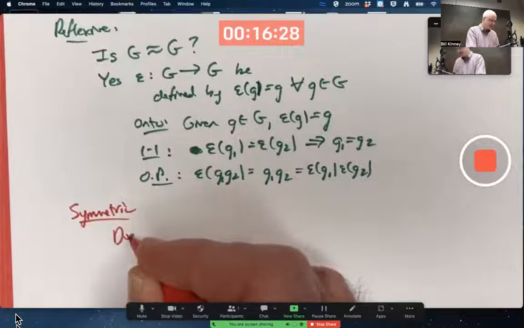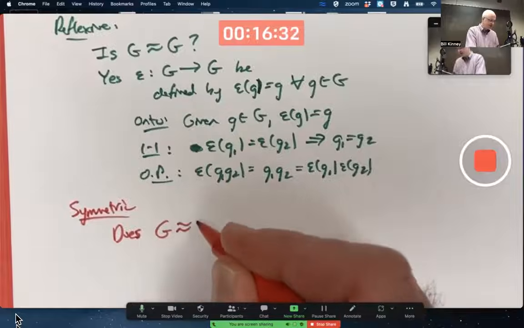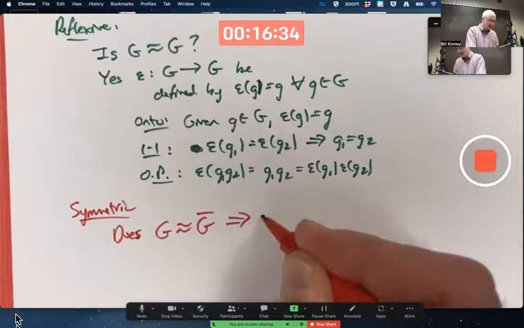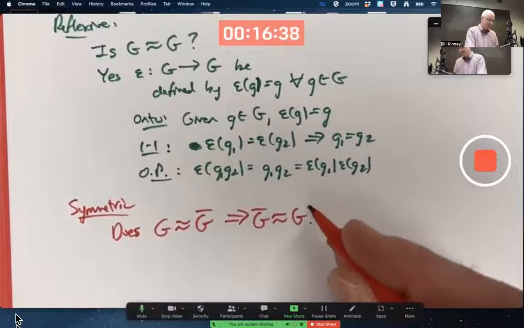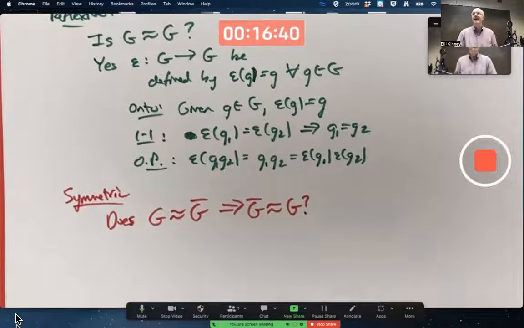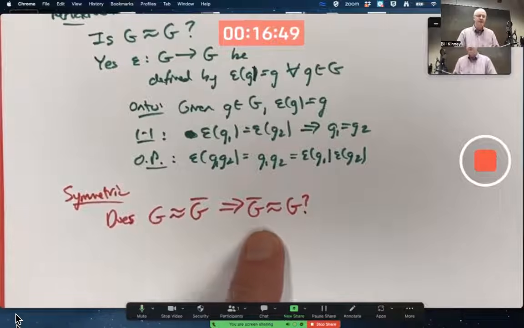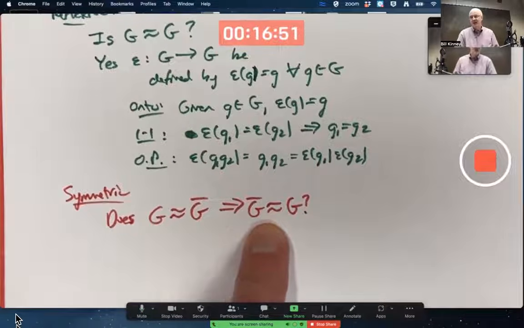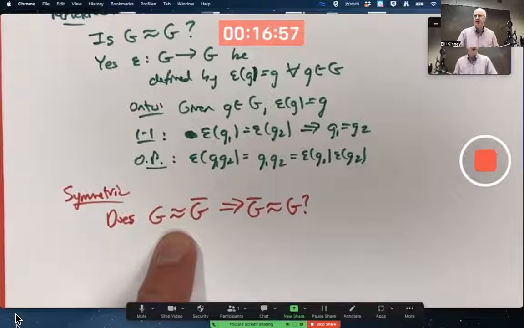Phrasing these things as questions: does G being isomorphic to G bar imply G bar is isomorphic to G? That was the problem you worked on here for 20 minutes or so. If there's an isomorphism from G to G bar, is there an isomorphism from G bar back to G? The candidate you would use is the inverse function of the isomorphism from G to G bar.